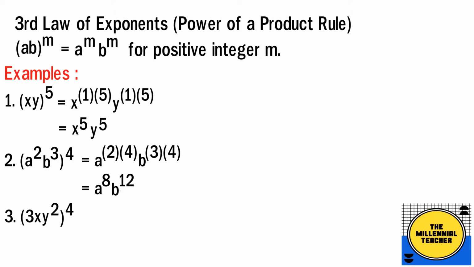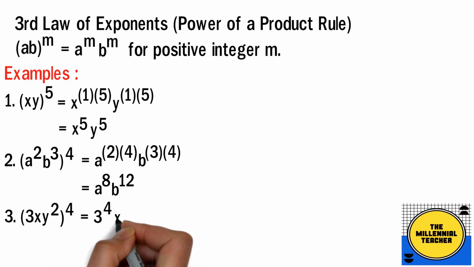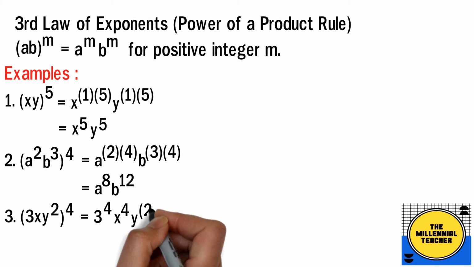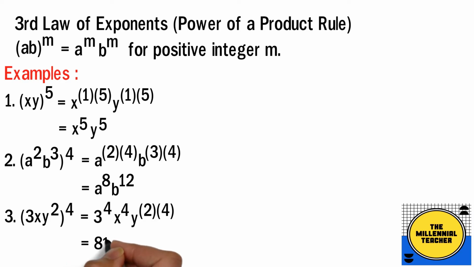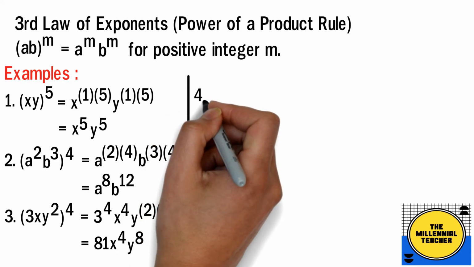I-distribute natin ang exponent na nasa labas sa mga exponent ng mga base na nasa loob. Kaya magiging 3 raised to 4, x raised to 4, y raised to 2 times 4. By simplifying, ang final answer, student, ay 81 x raised to 4, y raised to 8.